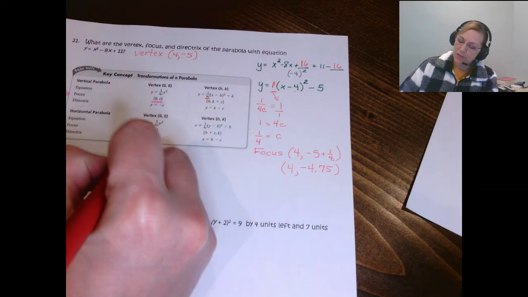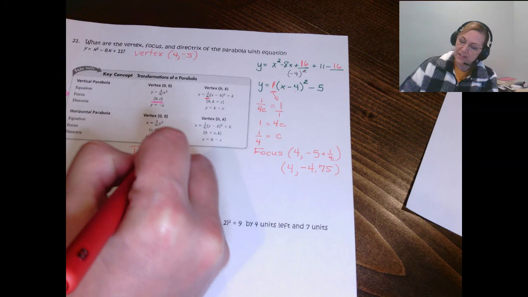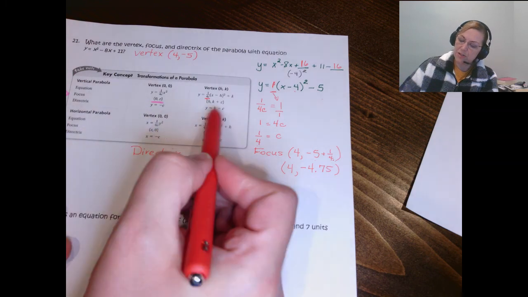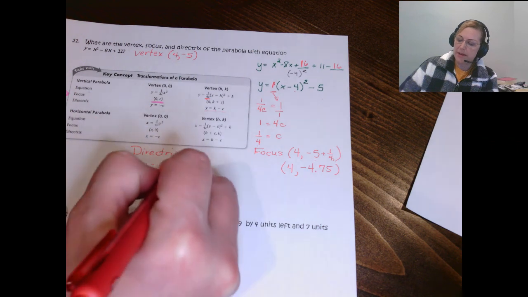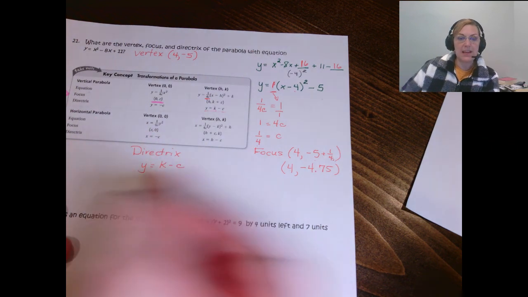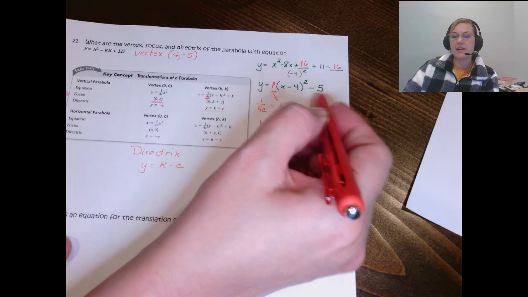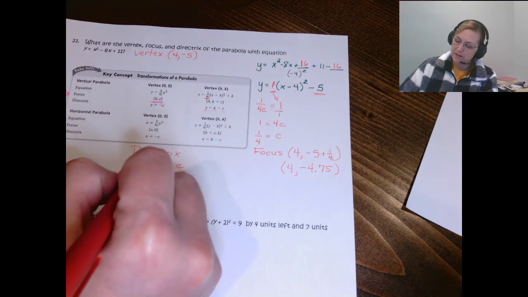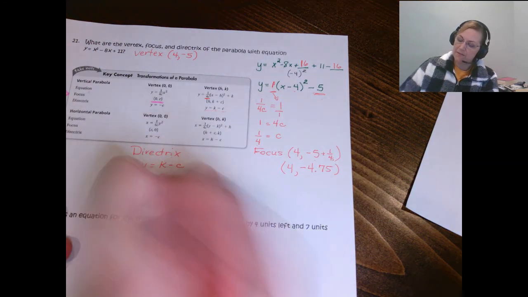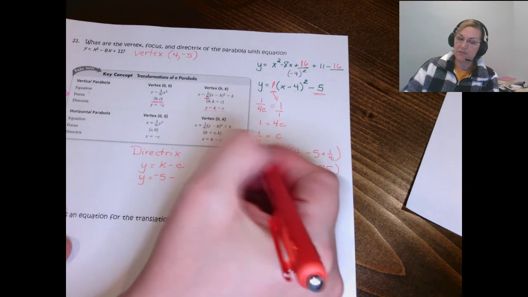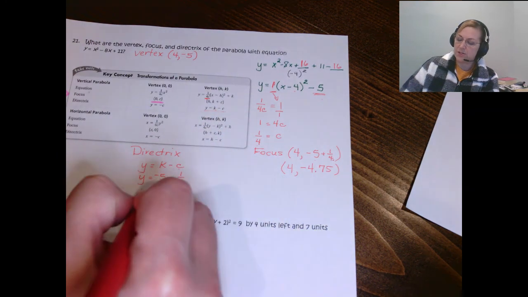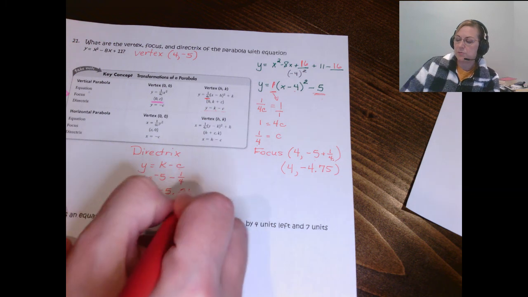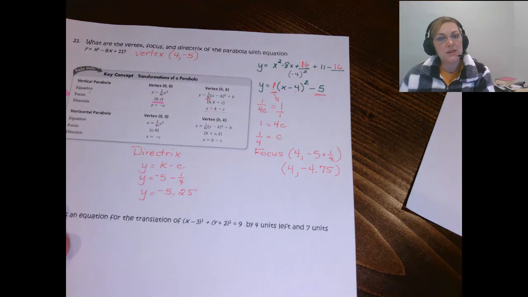Now my directrix. Again, friends, I'm using my values in the chart here. Okay, I've got y equals k minus c. Now remember what k was? That was the y component of our vertex. So I've got -5 minus c, which we found over here to be 1/4. And again, if you want to use your calculator to get a decimal there, I think that would be very smart. Okay.